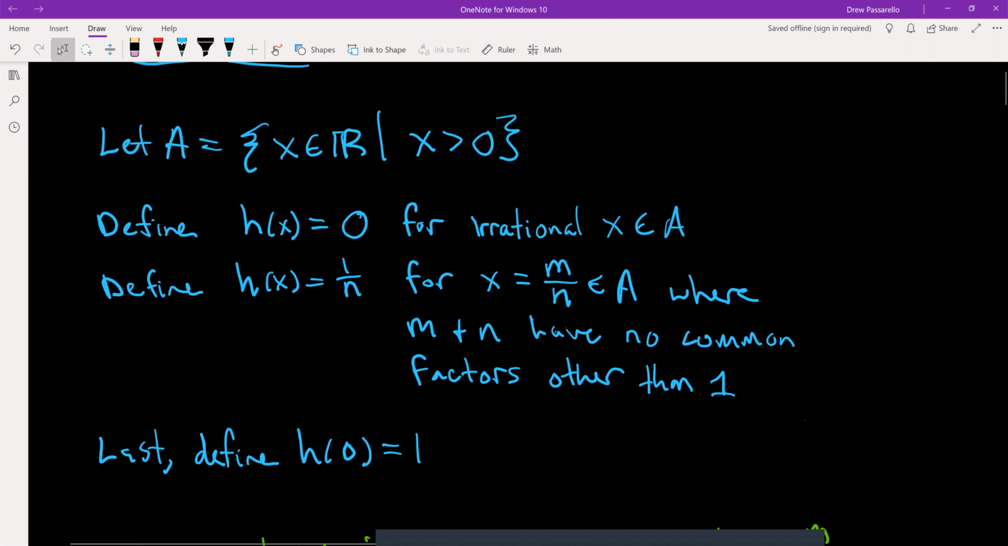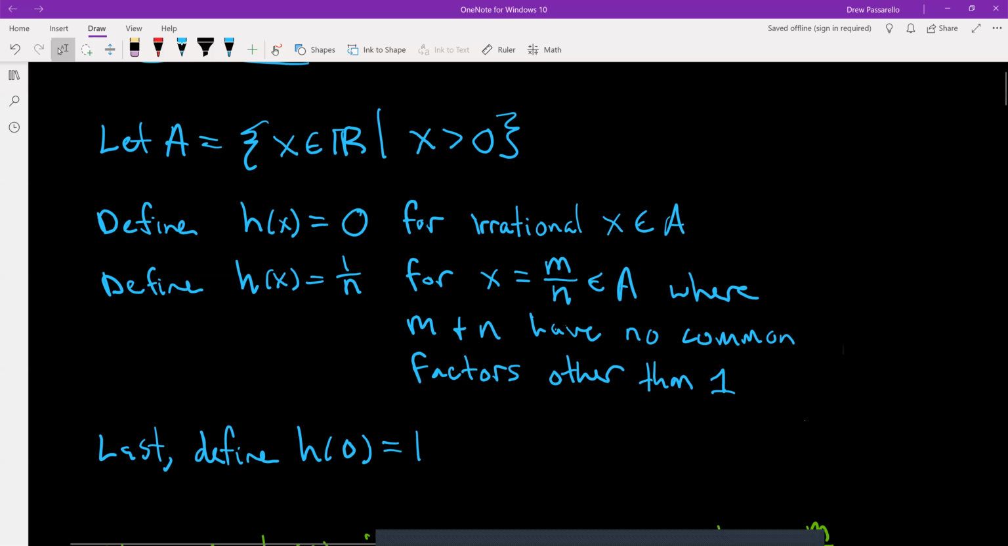Now this example was the second one, and you're given the set A, where it's the set of x where x is greater than 0. Define h of x to be 0 for the irrational x's in A. Define h of x to be 1 over n if x is of the form m divided by n, where m and n have no common factors other than 1. And then last, define h of 0 to be 1.